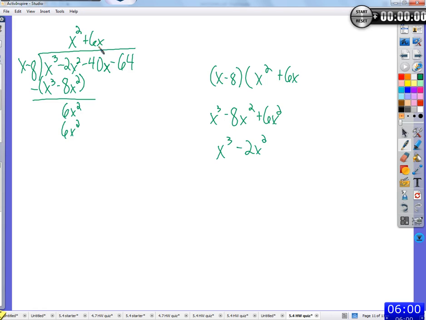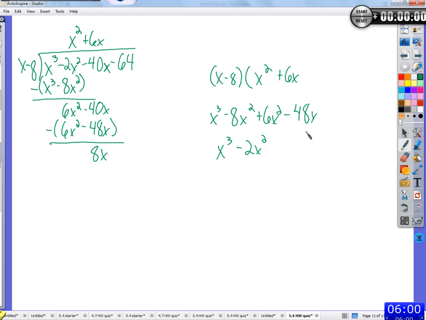We also, like I said, have to multiply 6x by negative 8, because when we multiply these two together, this has to get distributed to x and to negative 8. 6x times negative 8 is negative 48x. Is that what we wanted to get? No, we wanted to get negative 40x. So we're off by 8x. Negative 40x minus a negative 48x is 8x. Careful about those minus negatives. So 6x times negative 8 gives us negative 48x.